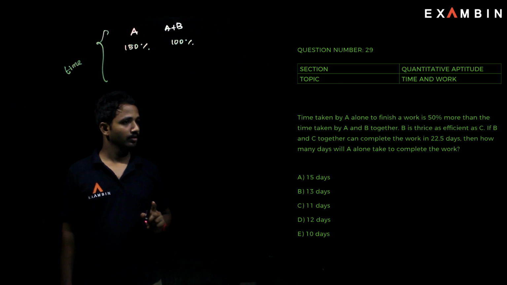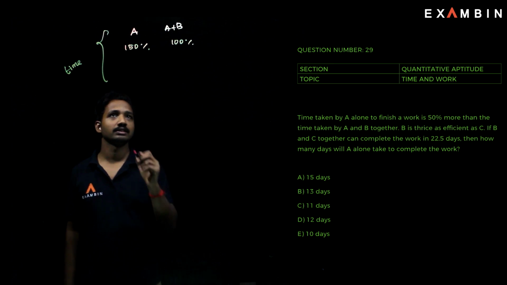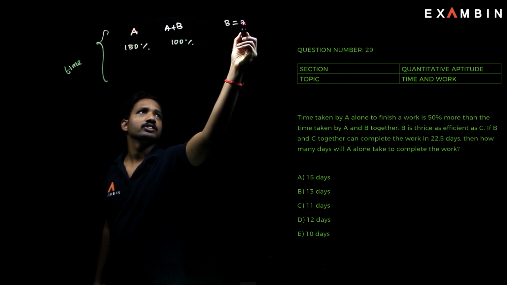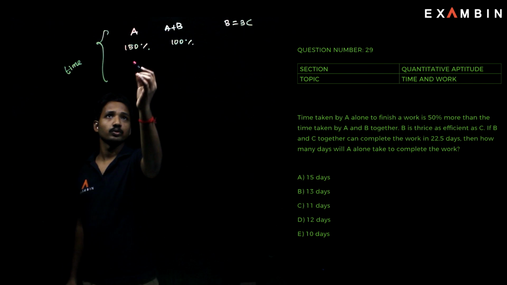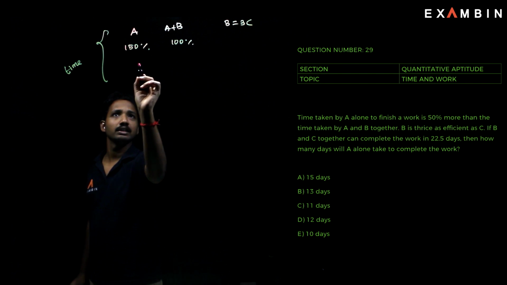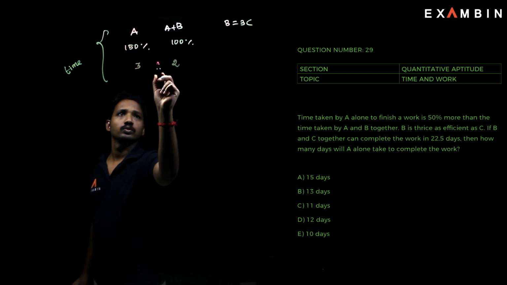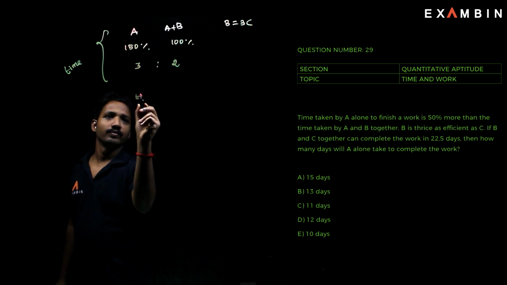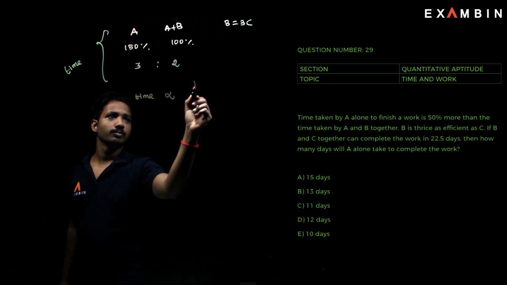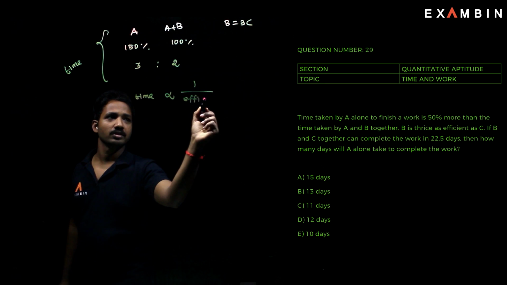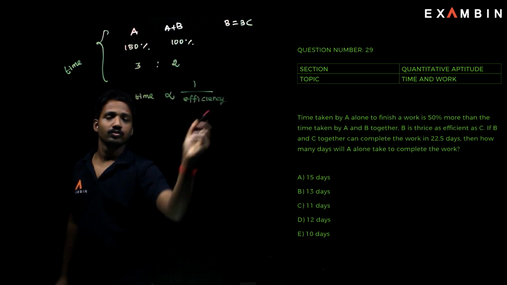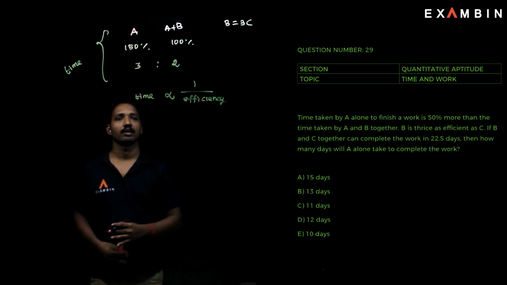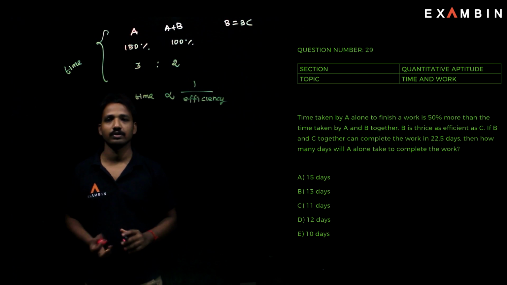Okay. B is thrice as efficient as C. So I am reducing these 150 and 100 to 3:2. So the time ratio is 3:2, and we all know that time is inversely proportional to efficiency. One who has more efficiency is more likely to complete the work in less time. So time will be inversely proportional to efficiency.